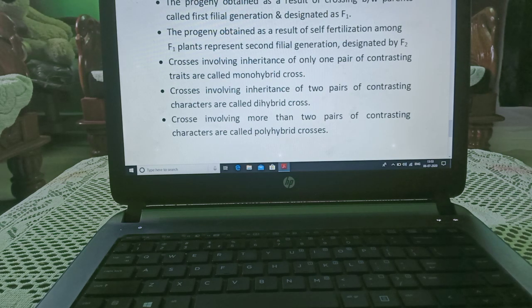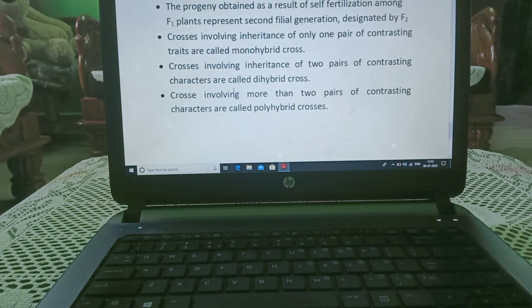Crosses involving inheritance of only one pair of contrasting traits are called monohybrid cross, meaning only one pair of contrasting characters is taken, like tall, short, round, wrinkled, like this. Crosses involving inheritance of two pairs of contrasting characters are called dihybrid cross, meaning in this type of cross two characters were taken, two dominant and two recessive.